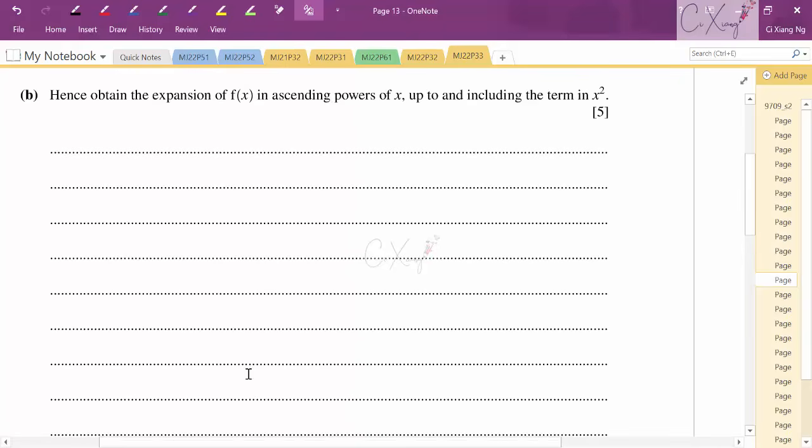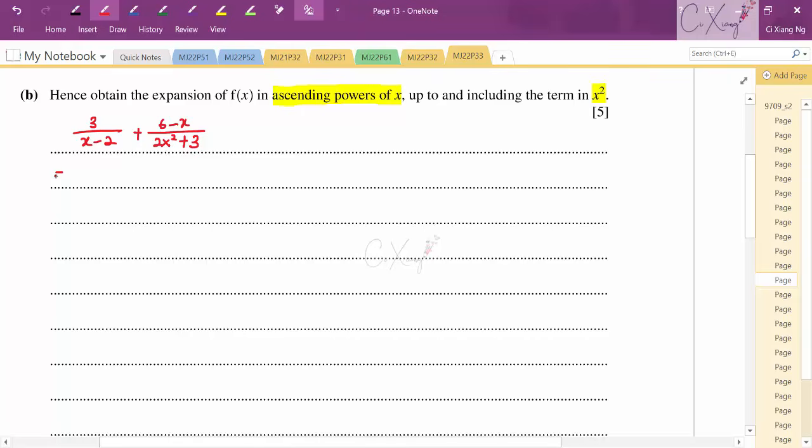For part B, they want us to obtain the expansion of f(x) in ascending powers of x up to and including the term in x squared. Alright, so we will start from what we have of our partial fraction just now. So our partial fraction is 3 over x minus 2 plus 6 minus x divided by 2x squared plus 3.